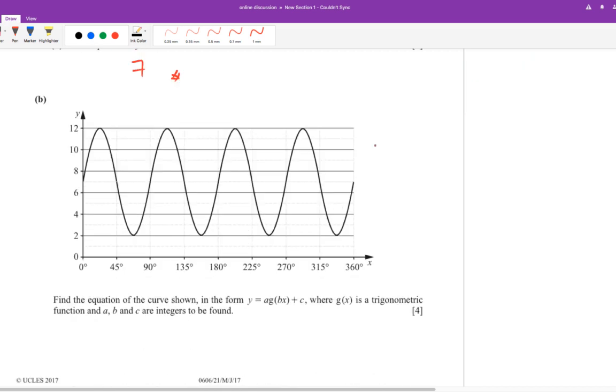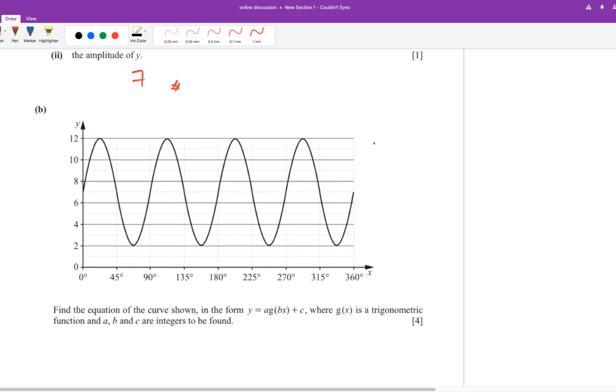Okay, then let me move on to the next one. Find the equation of the curve in the form y equals a g(bx) plus c, where g(x) is a trigonometric function, and a, b, and c are constants. So a is the amplitude, b is something to do with the period. Basically, b means how many cycles in 360, and c is how many units it shifts up. The first thing you need to do is find the line in the middle. This one should be your middle line, and this line supposedly is the x-axis.